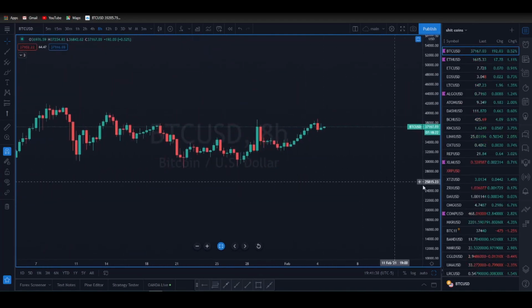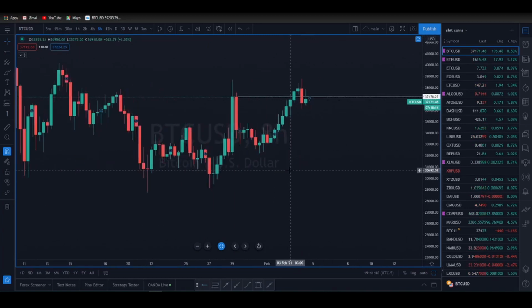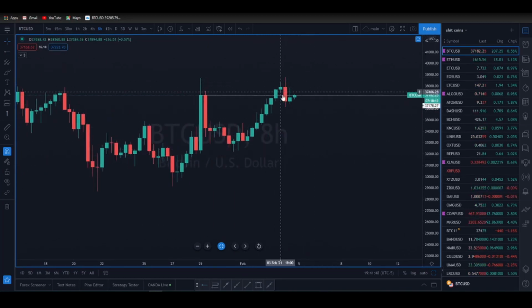So Bitcoin looks great, looks constructive. We were watching this area right here because we got an 8-hour closure above it. Now, you have a bearish engulfing right here. This is the very definition of a bearish engulfing. You took out the high of its previous candle and the low of the previous candle. Very good. All right, so that is a bearish engulfing.